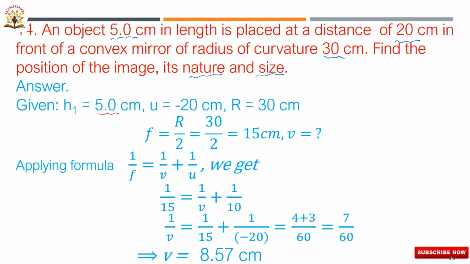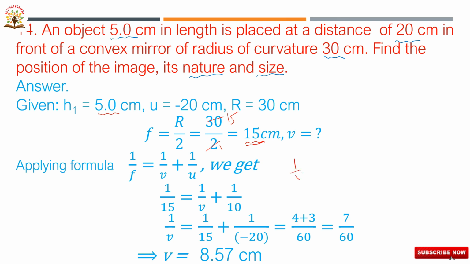Now we are calculating focal length. The relation between focal length and radius of curvature is f is equal to r by 2, 30 by 2, 2 ones are 2, 2 fifteens are 30. So f is equal to 15 centimeters. Here, in the convex mirror, we have to use the mirror formula. Mirror formula is 1 by f is equal to 1 by v plus 1 by u. Now we have to calculate v.